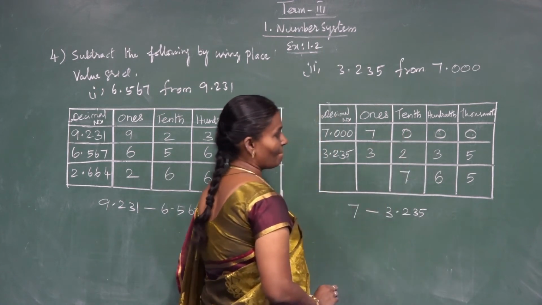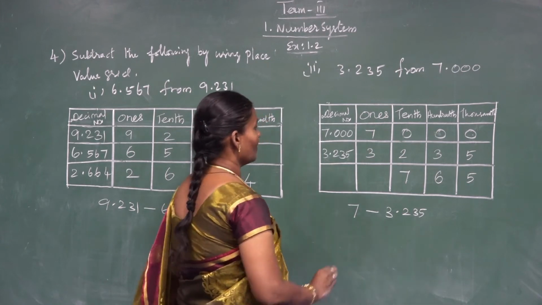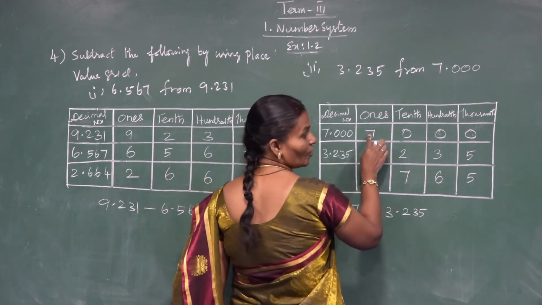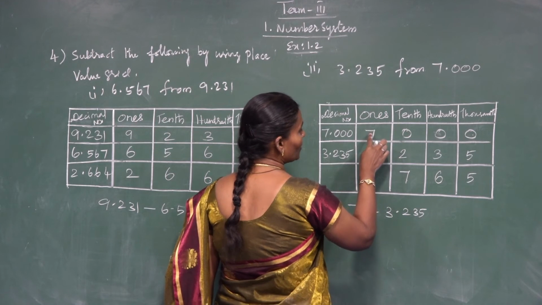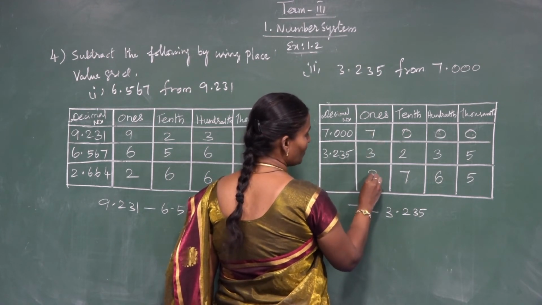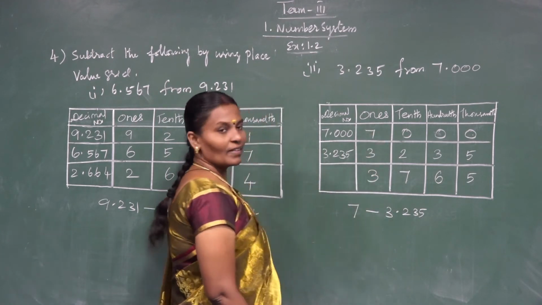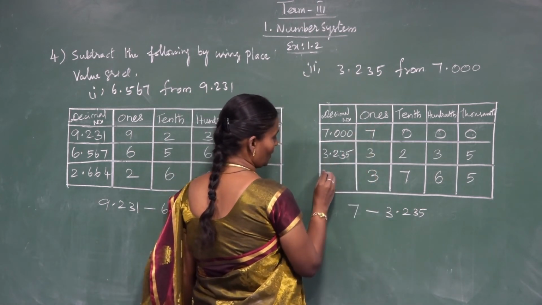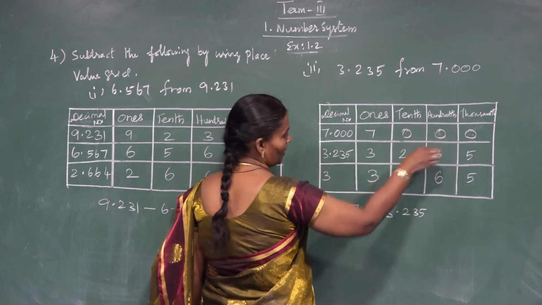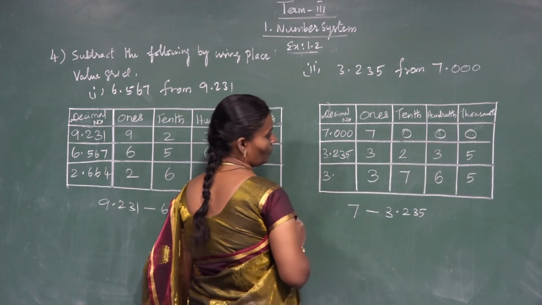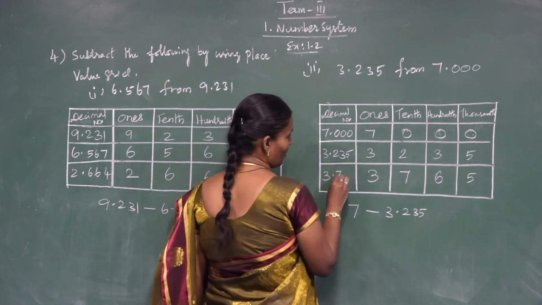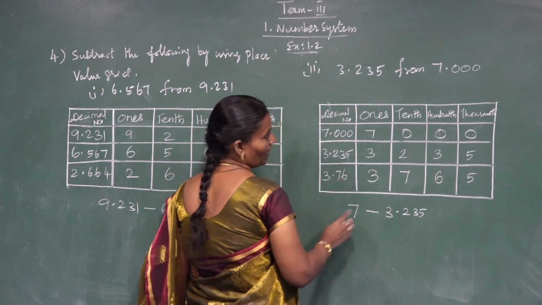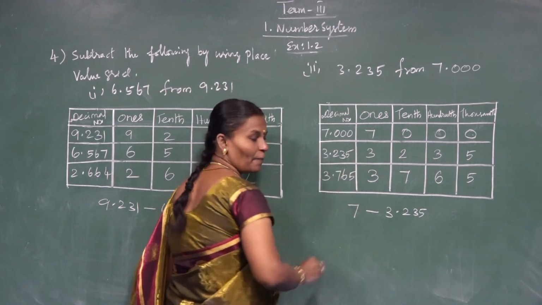Am I correct, children? Yes, sir. So here 6 only. So 6 minus 3 is 3. Understand, children? So in ones place, that is the whole part, is 3. In decimal part, you put the decimal point. 10th place 7, 100th place 6, and 1000th place is 5.